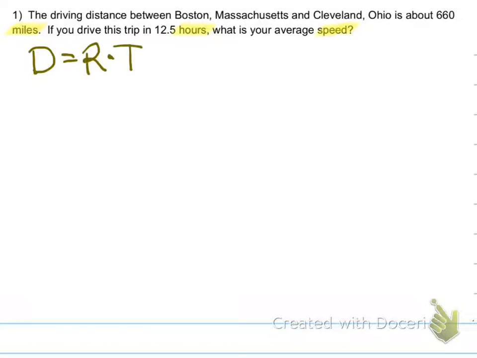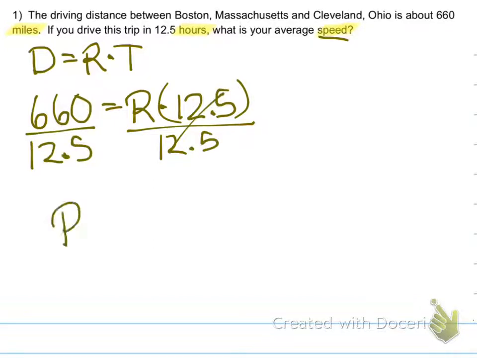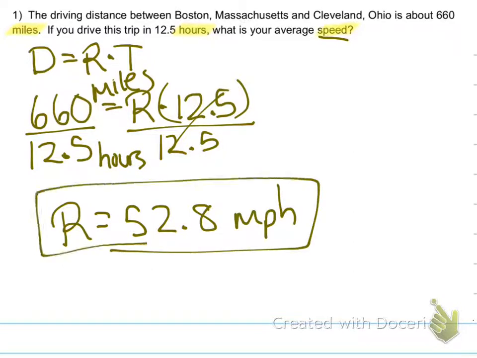We know the distance. Our distance is 660 miles. Our rate, that would be our average speed, so that's what we need to find. And our time is 12.5 hours. Now this becomes a very easy problem to solve. To undo multiplication, we need to divide both sides by 12.5 to get the r by itself. And when we put this in our calculator, we get 52.8. And again, the label is miles over hours, so our rate is miles per hour, and this is our answer.